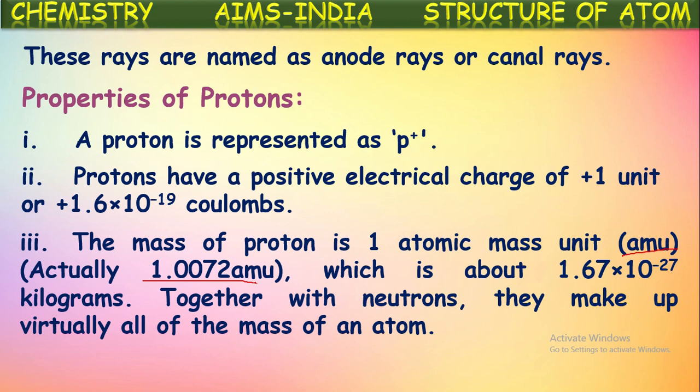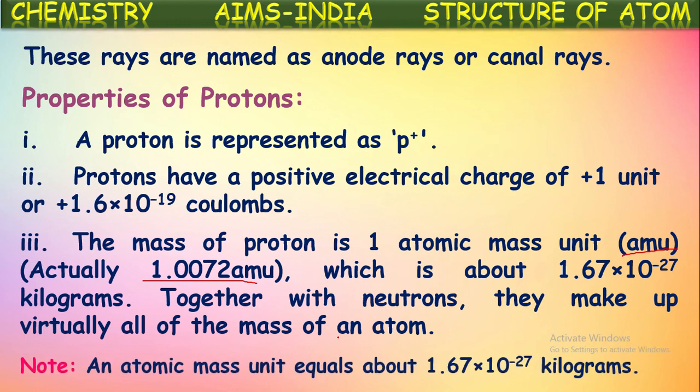kilograms. Together with the neutrons, they make up virtually all the mass of the atom. So the total mass of the atom is because of the protons and neutrons present in the nucleus of the atom, because we said the mass of electrons is very small compared to the mass of protons. So we consider it negligible mass. Now the total mass of the atom is because of the protons and neutrons only.